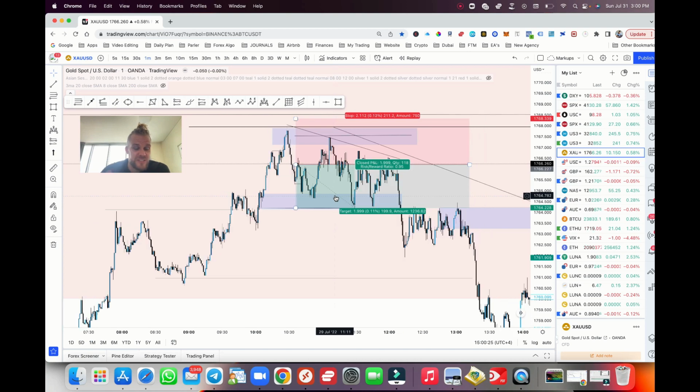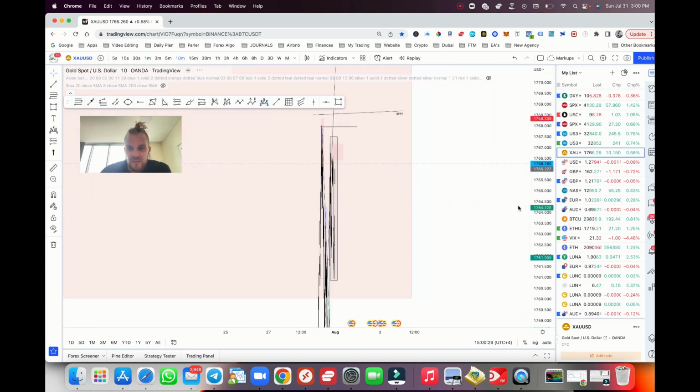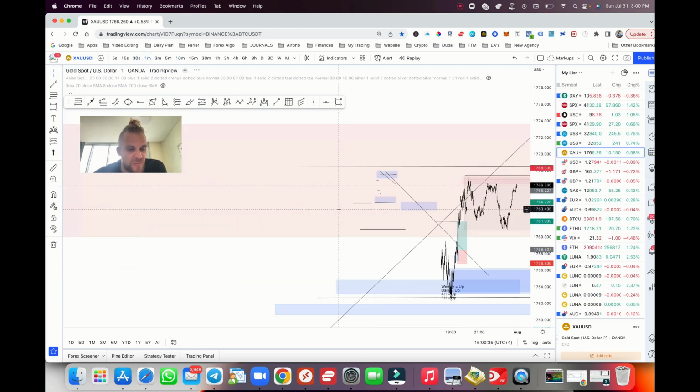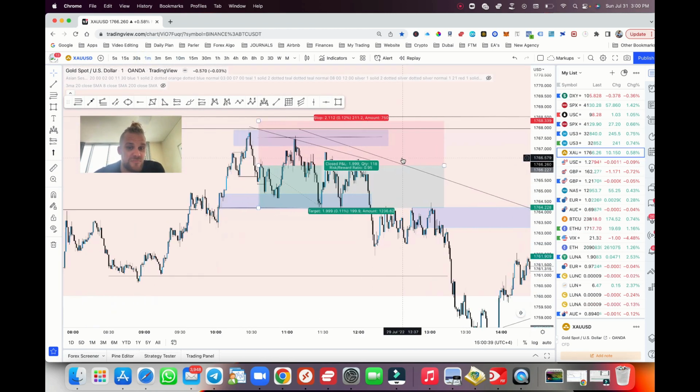Remember when I said it was testing resistance on the higher time frame here? That normally means it's going to break in the opposite direction because it's coming up testing. That's exactly what's happening here. Remember, the market's a fractal, so everything happens basically on every time frame.